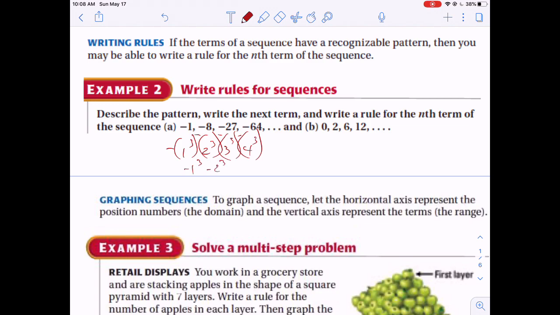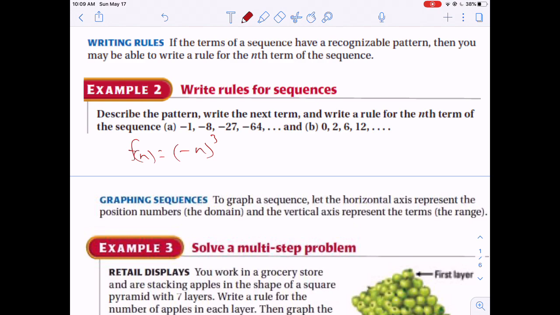That's what they want. So again, I'm thinking this out as I'm doing it, on the fly. So how would you write that rule? Well, you can say something like, f of n equals -n cubed. Put a 1 there, you get -1. Put 2 there. Again, because it's always an odd exponent, it's always going to be a negative. So that works. So there's your rule.